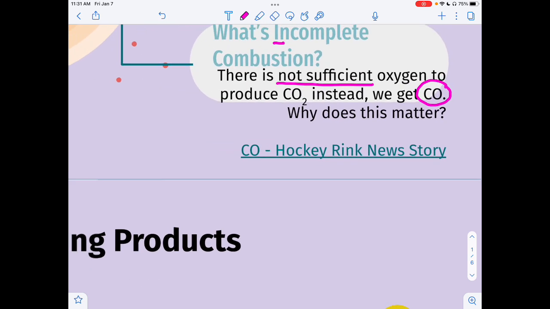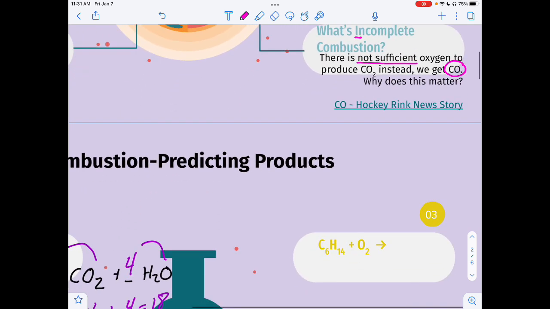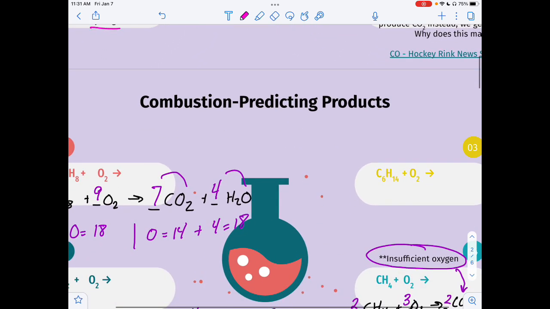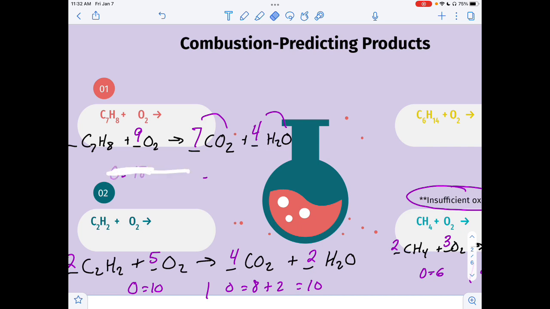Some of those things are really important. A lot of times people have carbon monoxide detectors in their house. They'll get their furnace checked regularly to prevent any carbon monoxide poisoning. All right, so we're going to talk about how we can predict products with combustion reactions, and I'm going to go through a few of these examples with you and talk through how we identify these coefficients and how this compares to both complete or incomplete combustion as we're going through it.